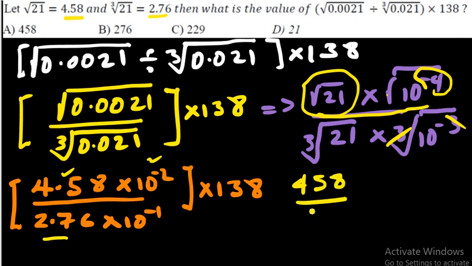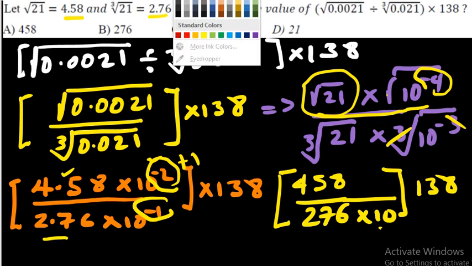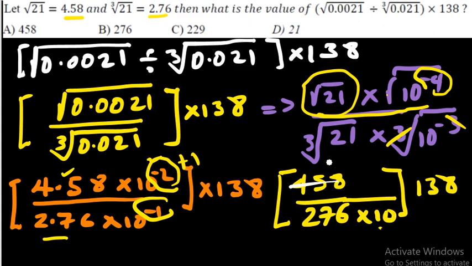I can write it as 458 over 276 multiplied by 10. The 10 must go down, because here negative 1 exponent, here negative 2 exponent. This negative 1 will come up and be added, so negative 1 remains. Then that negative 1 should go down and remain here. Then multiply with 138. At this point, try to simplify. How to simplify? If you divide this by 2, it will be 229. And this one by 2, it will be 138. Then you can cancel 138 with 138 here. What is left? 229 over 10 is left.